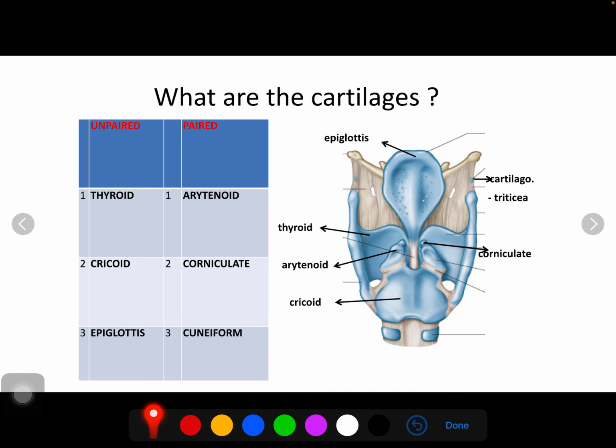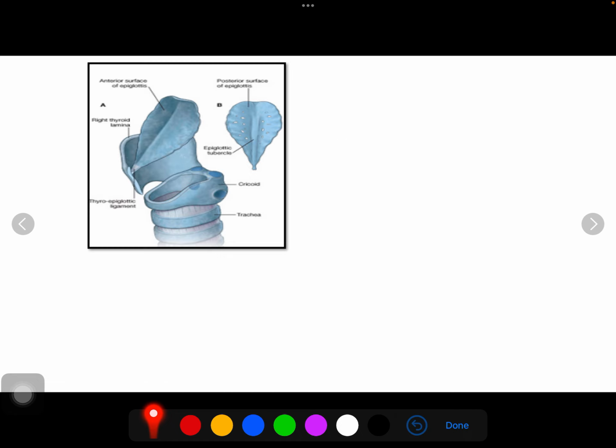Next one, laryngeal cartilages. The skeleton of the larynx consists of 3 unpaired cartilages and 3 paired cartilages. The unpaired cartilages are epiglottis, thyroid cartilage and cricoid cartilage. The paired cartilages are arytenoid, corniculate and cuneiform. First we will discuss the unpaired cartilage, that is the epiglottis.